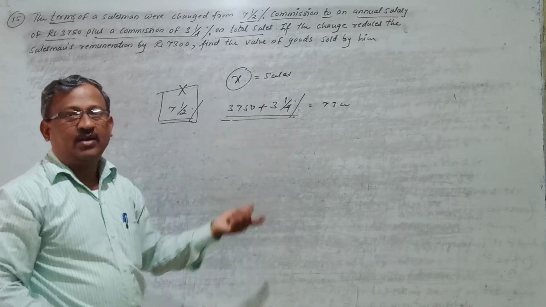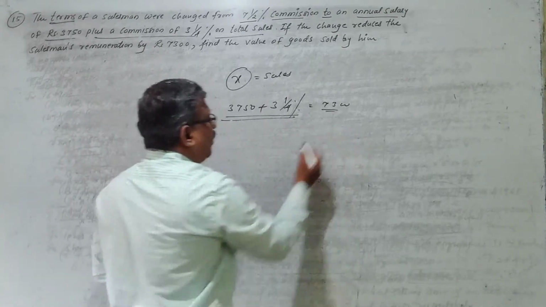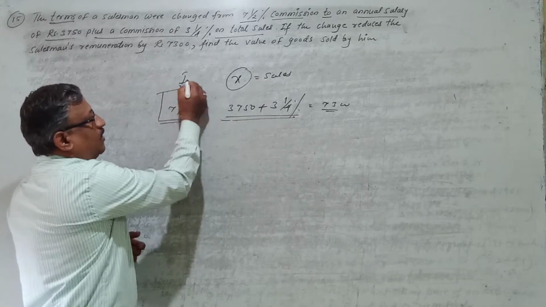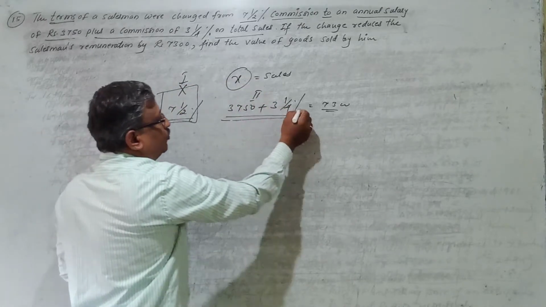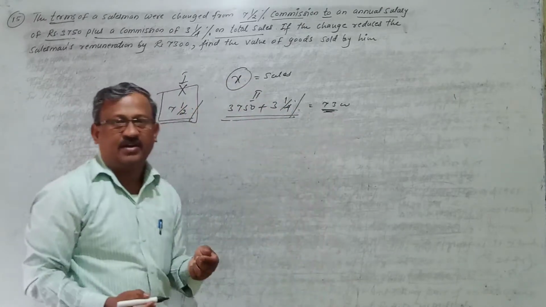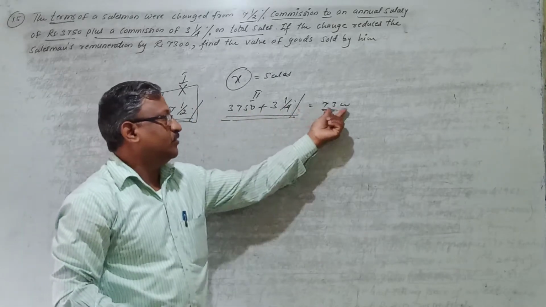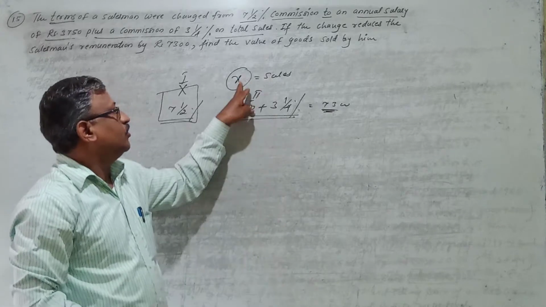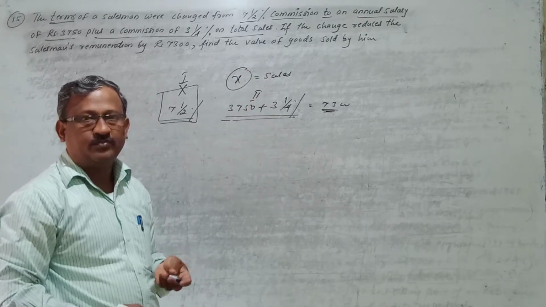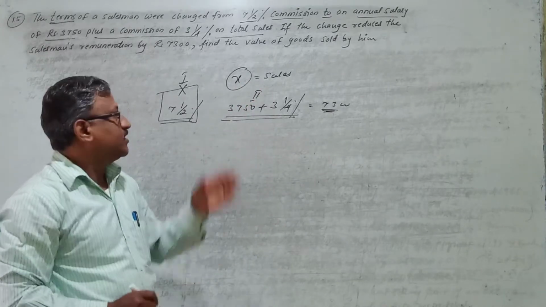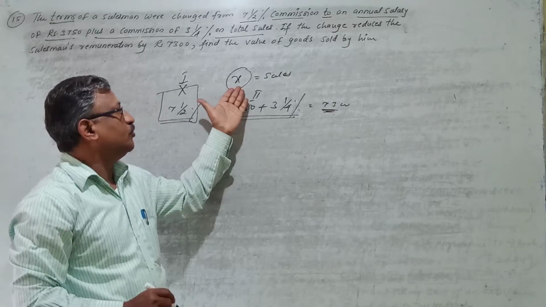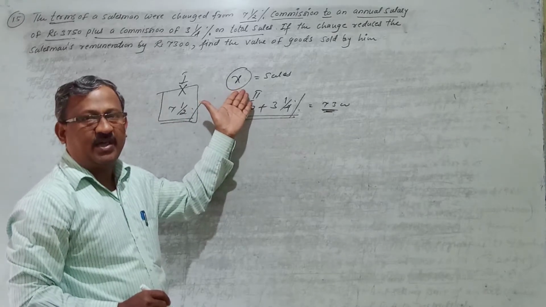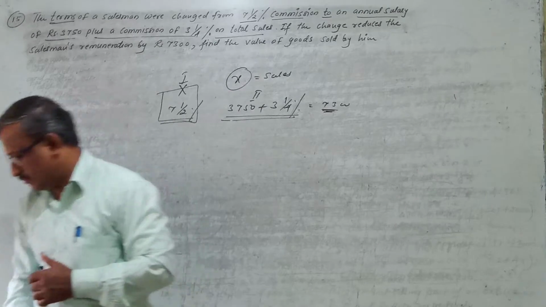So to calculate this difference, from the previous income you have to subtract the present income. So we get this difference 7,300. So equal to 7,300, you have to put that and simplify the equation as we did in earlier problems. So you will get the X value. Understood? Here sales are not known, so I am going to assume the sales as X rupees.